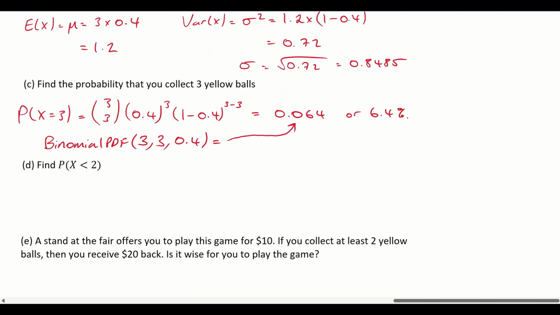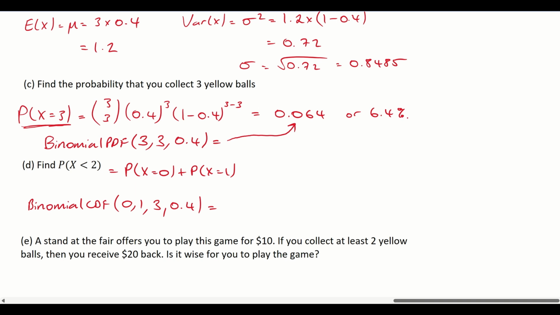The probability that x is less than 2. So this is the same as the probability that x is 0 plus the probability that x is 1. We can't have 2. It has to be strictly less than 2. Now, I could calculate it like I did this, and I could do both individually. But, who's got the time? So let's use a binomial CDF calculator, where the lowest we can have is 0, the highest we can have is 1, the number of trials we do is 3, and the probability of success on each trial is 0.4. And if we put this into a calculator, we end up with 0.648.